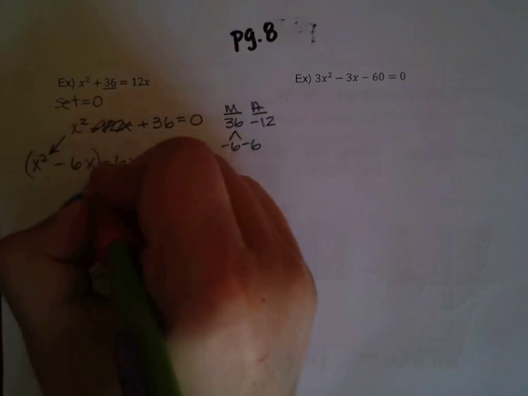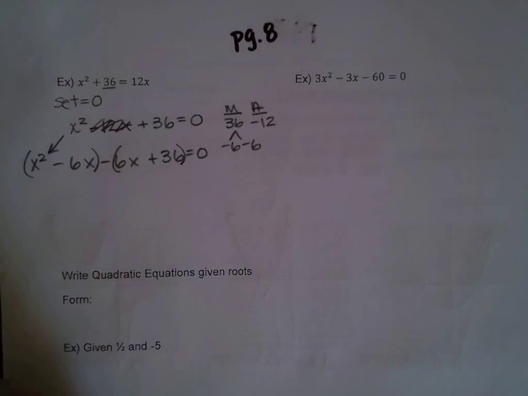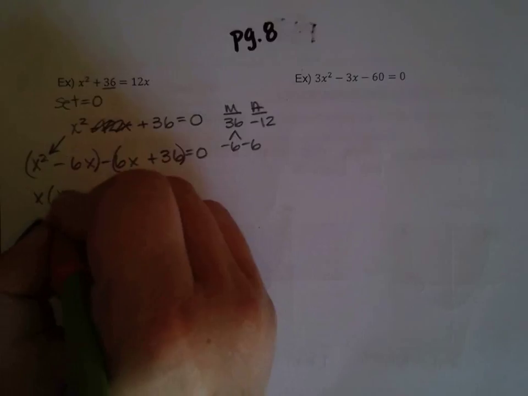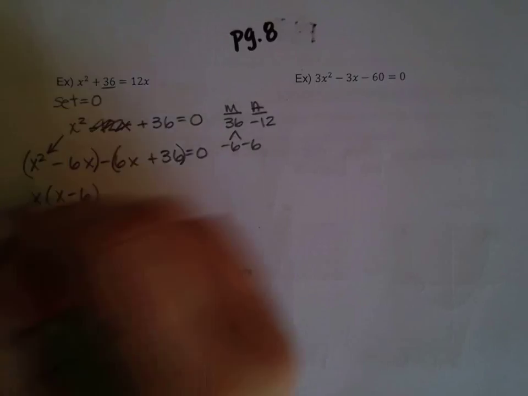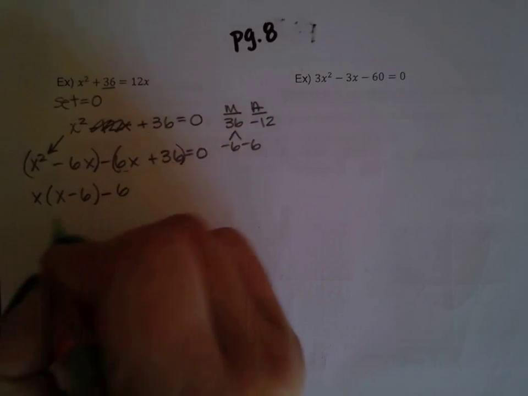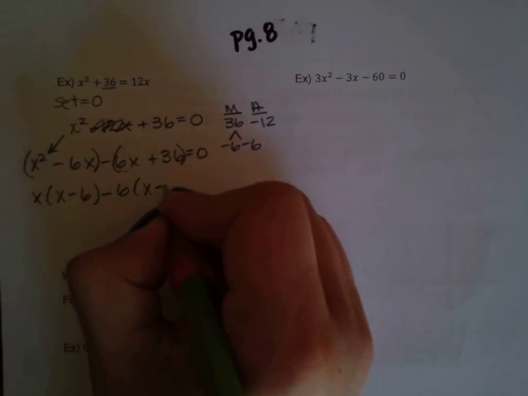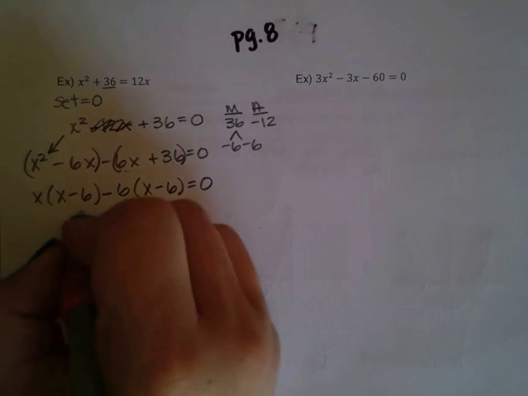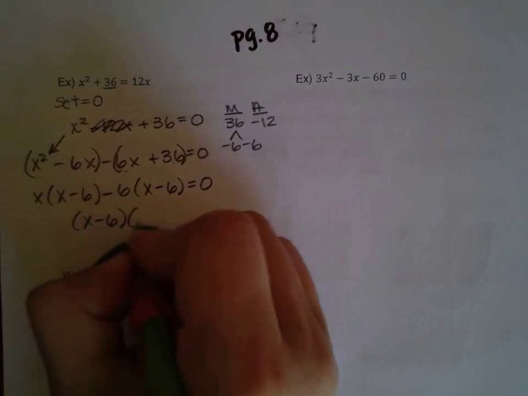Now we're going to group these two. Take out a GCF, which is x. You're left with x minus 6. Bring down the minus sign. Take out a GCF, which is 6. You're left with x minus 6. And then we're going to finish this off. We got x minus 6 times x minus 6.